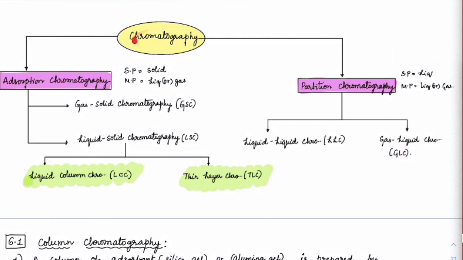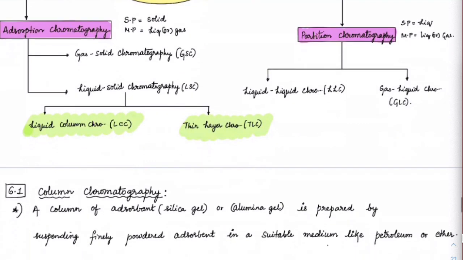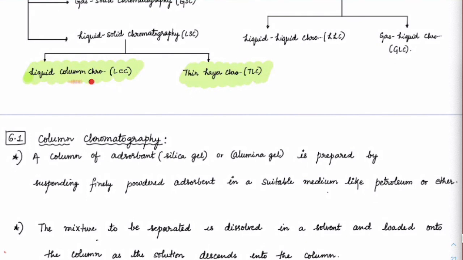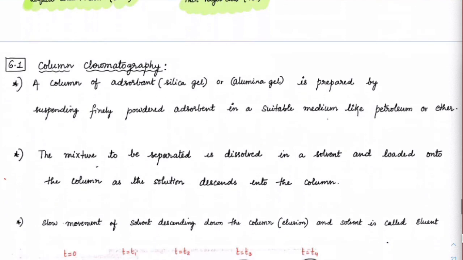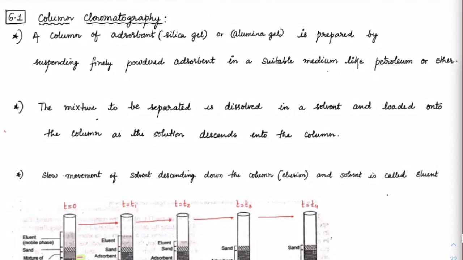So for us, it is always about adsorption chromatography. But you have got to know the differences: every chromatography is categorized into these two forms, adsorption chromatography and partition chromatography. Got it? Now liquid column chromatography is also known as column chromatography. That column chromatography is what we will learn right now.